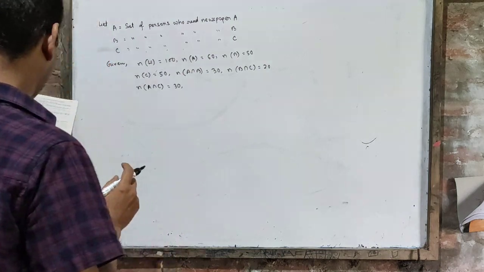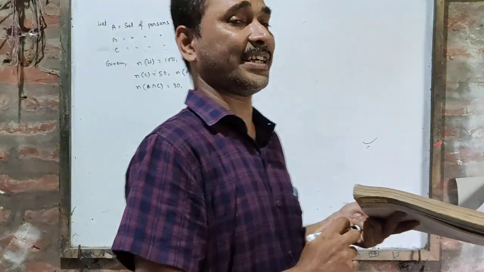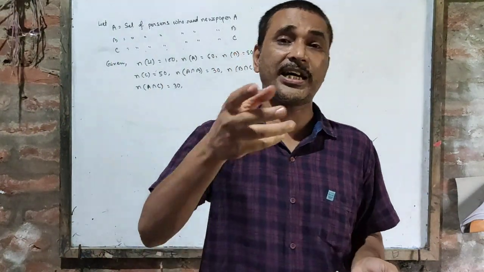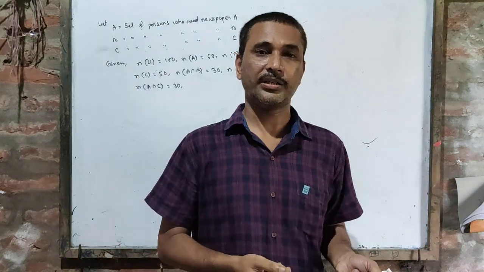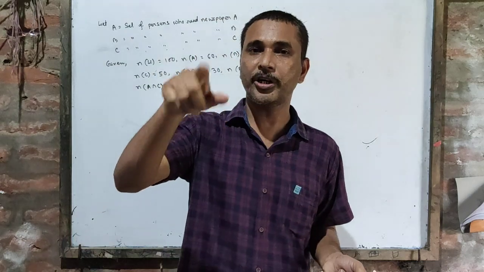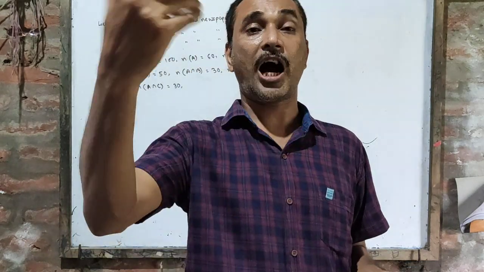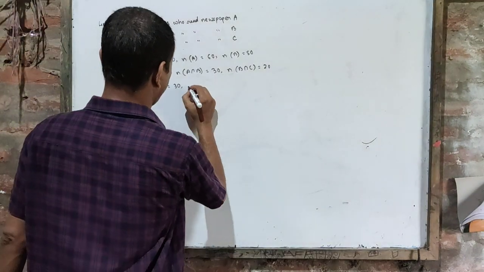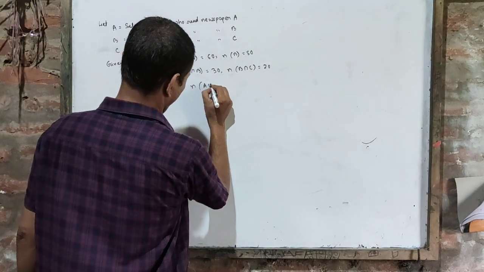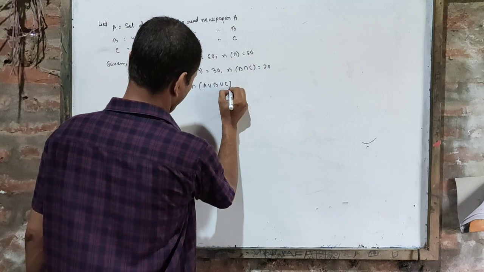Now 10 read none. That means it does not belong to A, it does not belong to B, it does not belong to C. That means it is not present in A union B union C. It is outside A union B union C. So 10 is N of the complement of A union B union C.